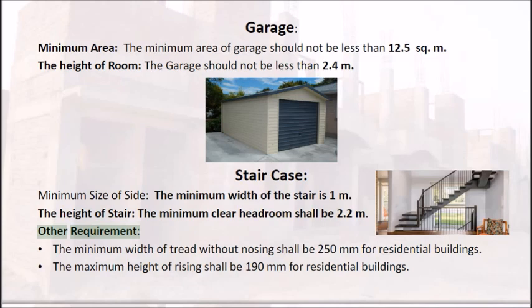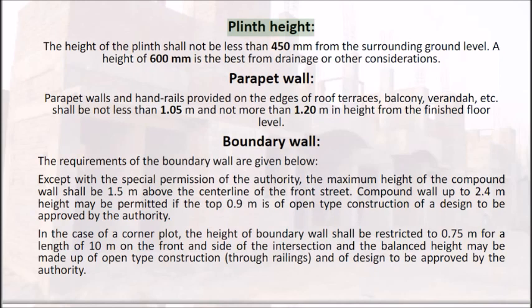Other requirement. The minimum width of tread without nosing shall be 250 mm for residential buildings. The maximum height of rising shall be 190 mm for residential buildings. Plinth height. The height of the plinth shall not be less than 450 mm from the surrounding ground level. A height of 600 mm is the best from drainage or other considerations.